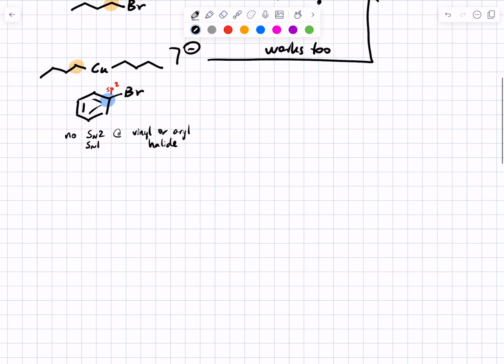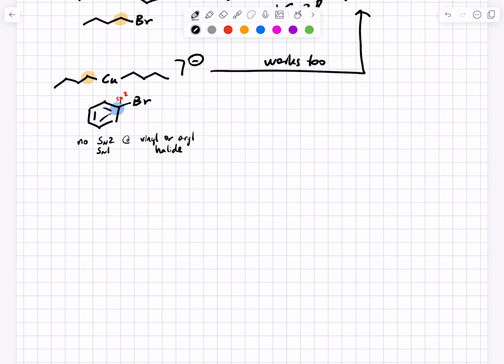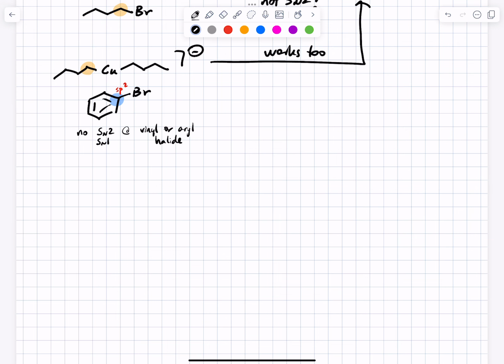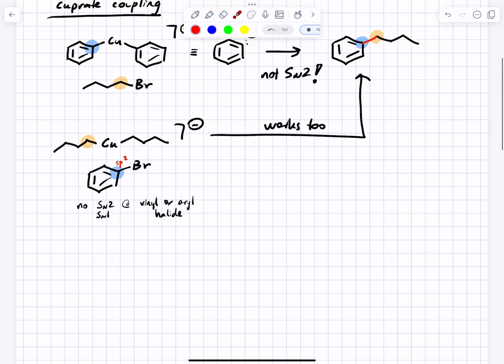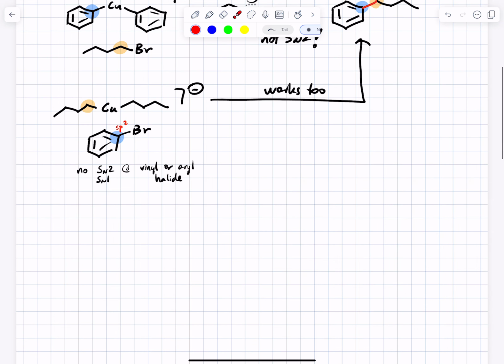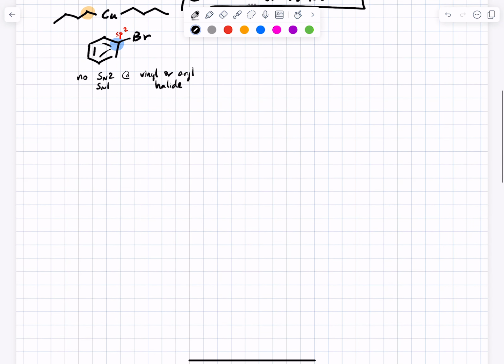So let me take you through some basic background on transition metals so we have the background to understand what the mechanism is for this cuprate coupling reaction. So we're going to start with scandium, which has 3 valence electrons. Then you've got titanium, vanadium, chromium, manganese, iron, cobalt, nickel, copper, and zinc. And that goes from 3, 4, 5, 6, 7, 8, 9, 10, 11 to 12 valence electrons.